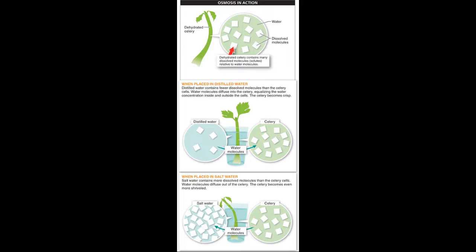Would the celery regain its crispness if you placed it in a concentrated salt water? Well, no, because there are more dissolved solute molecules and fewer water molecules in the hypertonic salt solution than inside the celery cells. What little water remains in the celery cells would actually move by osmosis out of the celery, causing it to shrivel even more.